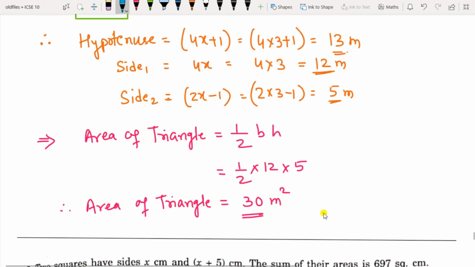And then you have to find the area of the triangle also. So area of triangle is half base into height. So this is base and this is height here. So this is 12 and 5, so it is 30. So area of triangle is 30 meter square.